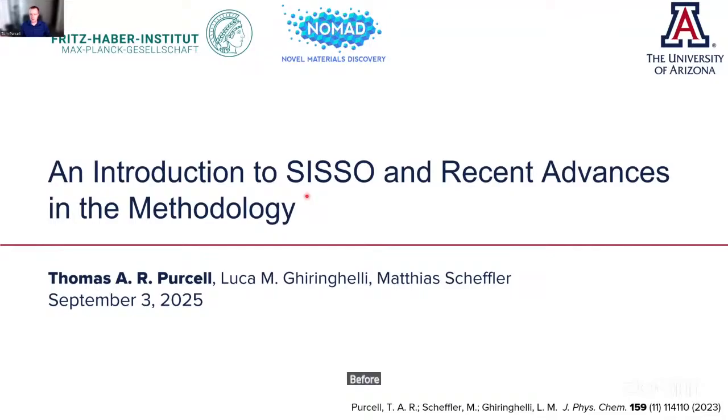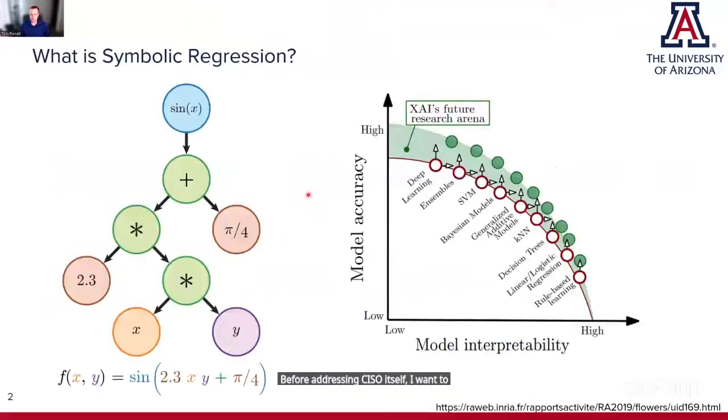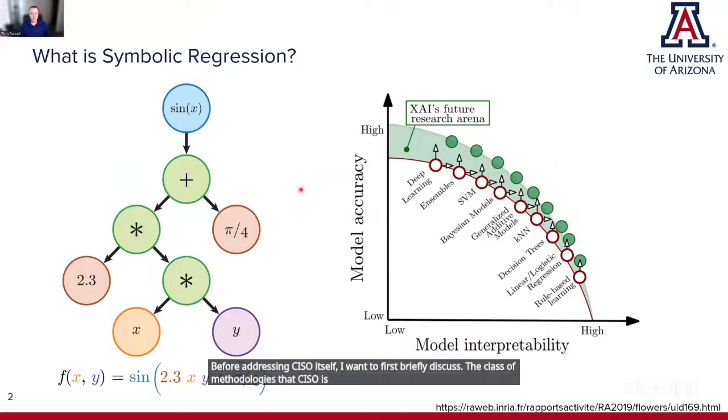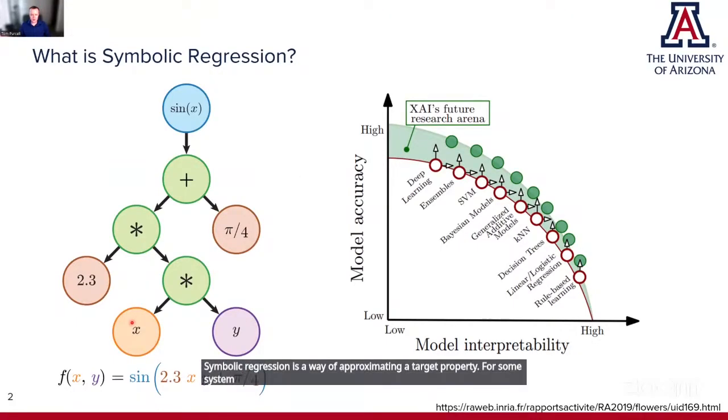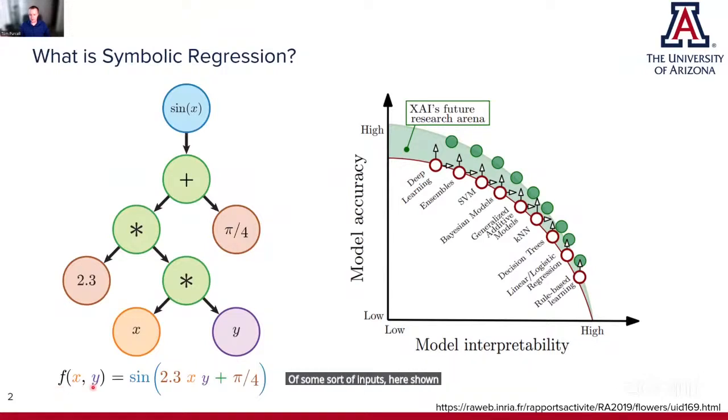Before addressing SISSO itself, I want to first briefly discuss the class of methodologies that SISSO is a part of, mainly symbolic regression. Symbolic regression is a way of approximating a target property for some system as a function f of some set of inputs, here shown as x and y, as an analytical function. For example, sine of 2.3 times x times y plus pi over 4.